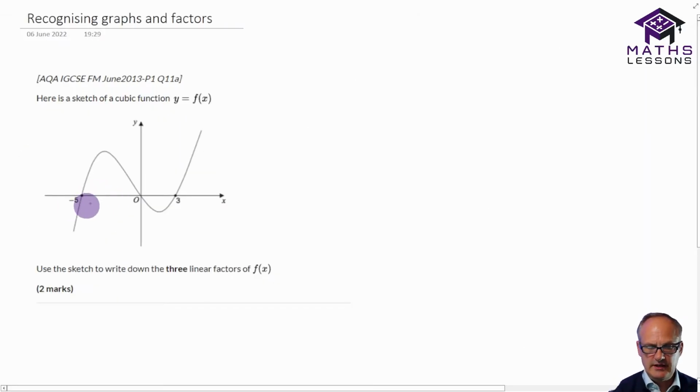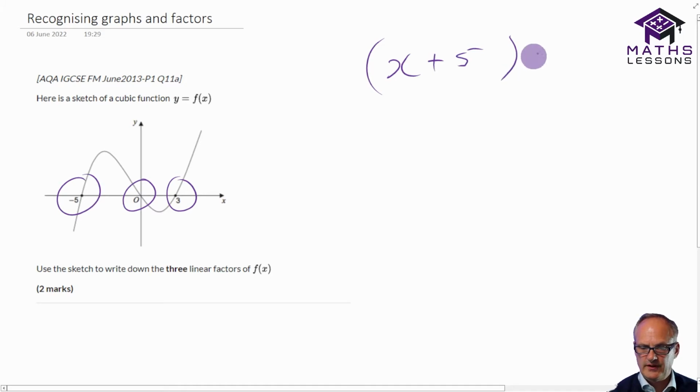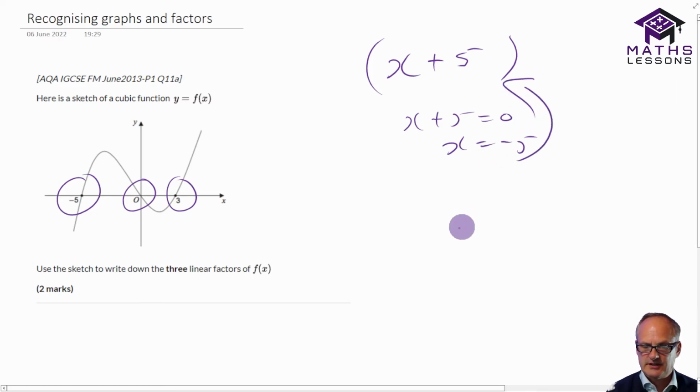We can see here that it crosses -5, 0, and 3. So our linear factors are going to be x plus 5, because if you solve that equal to 0, you get x equals -5. We're going backwards. So that's one linear factor. Another linear factor is x minus 0, which is just x. And then you've got x minus 3 as our other linear factor.